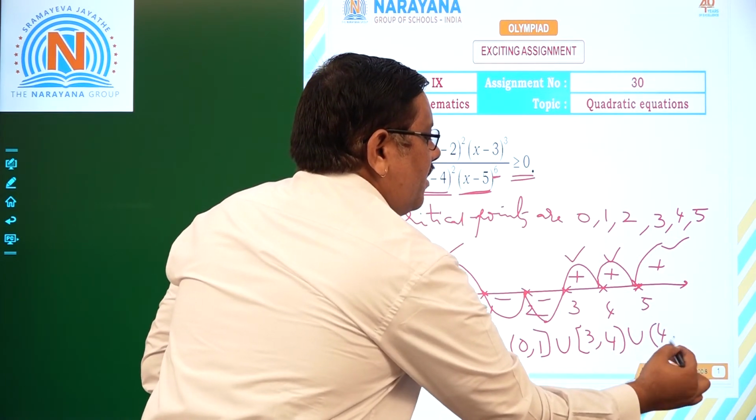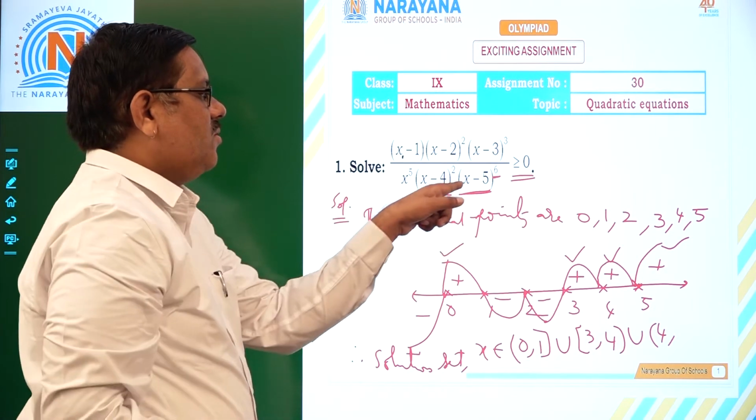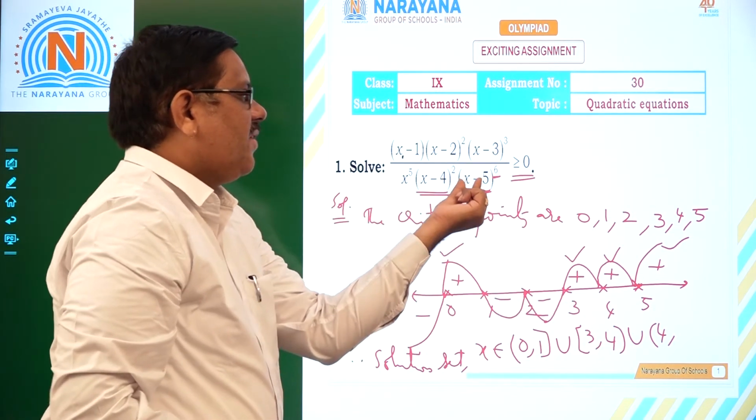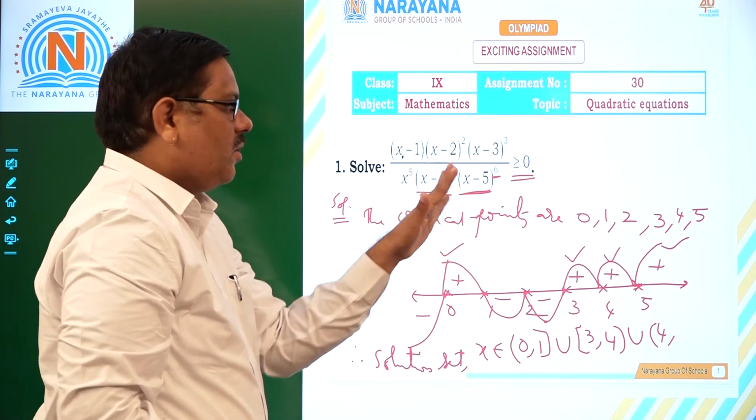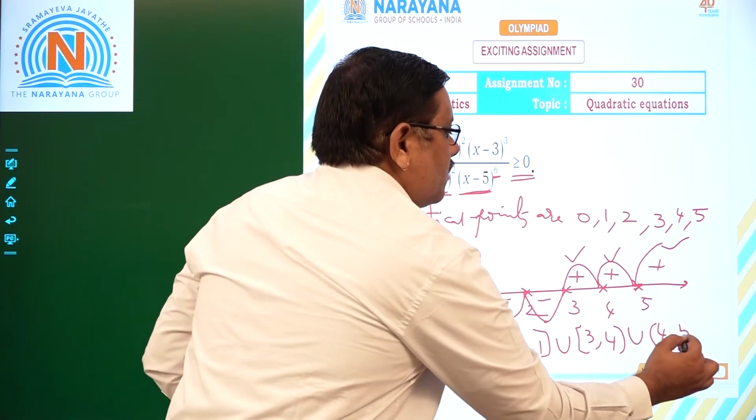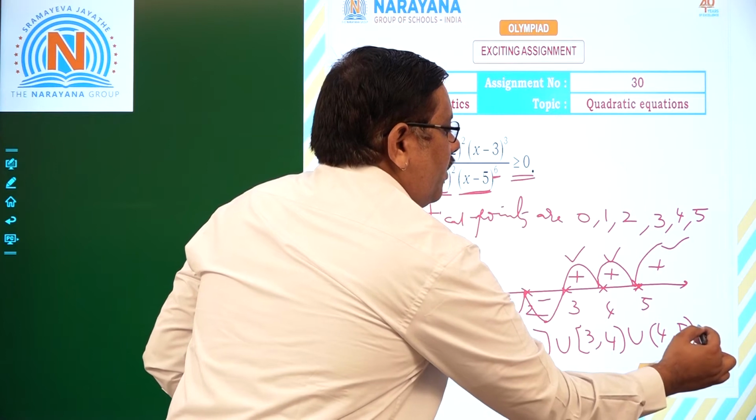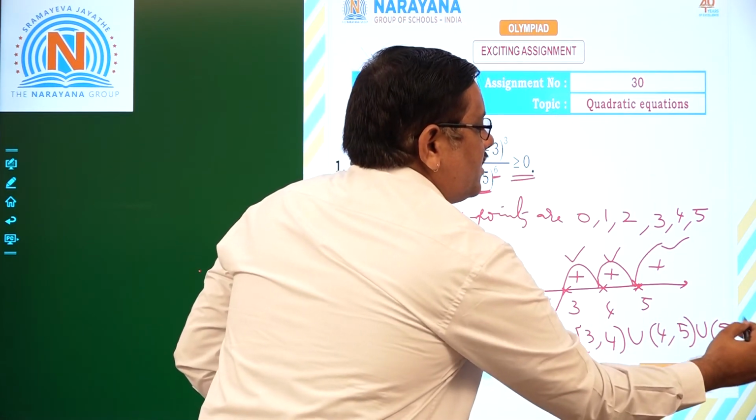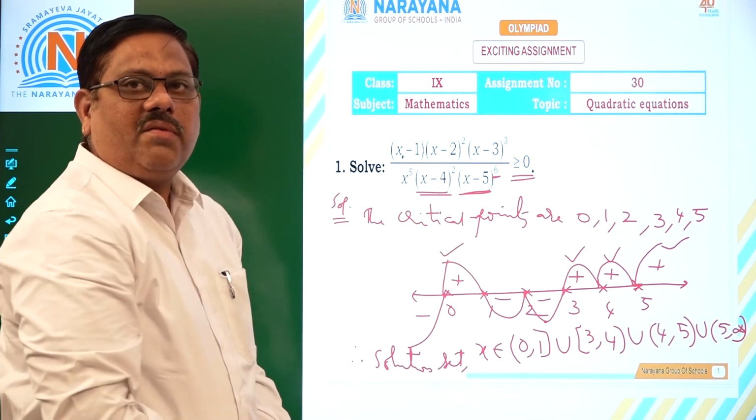4 is open anyway. 5. Can I take 5? Again you see 5 is in the denominator position. 5 in the sense the related linear factor is x minus 5. That is in the denominator. So I cannot take x as 5. So that is again an open bracket. Union. Next 5 to infinity, because this region is the positive region, 5 to infinity.